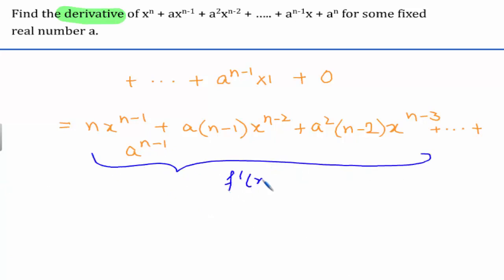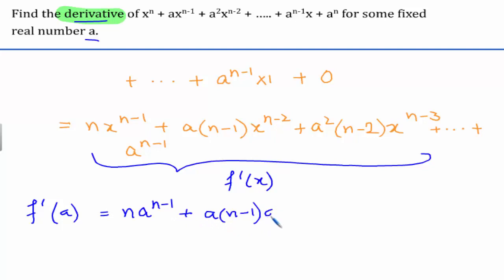Now we have to find the derivative of the given function f(x) for some fixed real number a. That is, we have to find f'(a). Now replacing all the x in this equation by a, we have n times a raised to the power n minus 1 plus a times (n minus 1) times a raised to the power n minus 2 plus a squared times (n minus 2) times a raised to the power n minus 3 plus so on up to a raised to the power n minus 1.